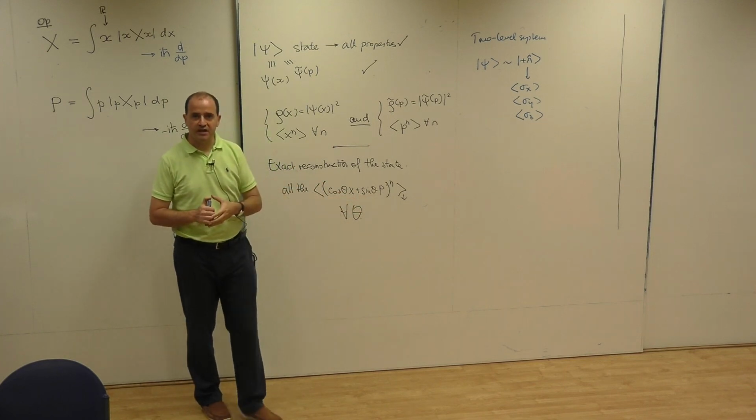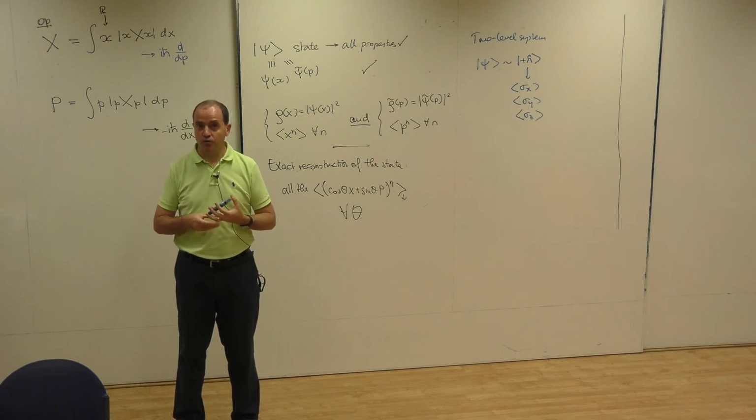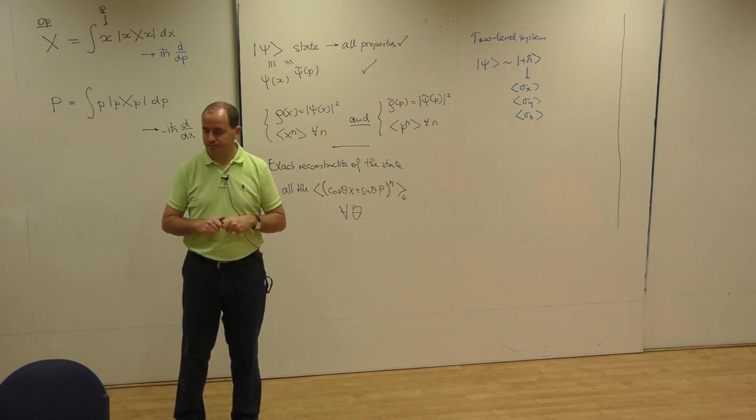Okay, with this we finish the lesson about the description of a continuous variable system, of a material point. And in the next lesson we will start with the Hamiltonian and the dynamics.